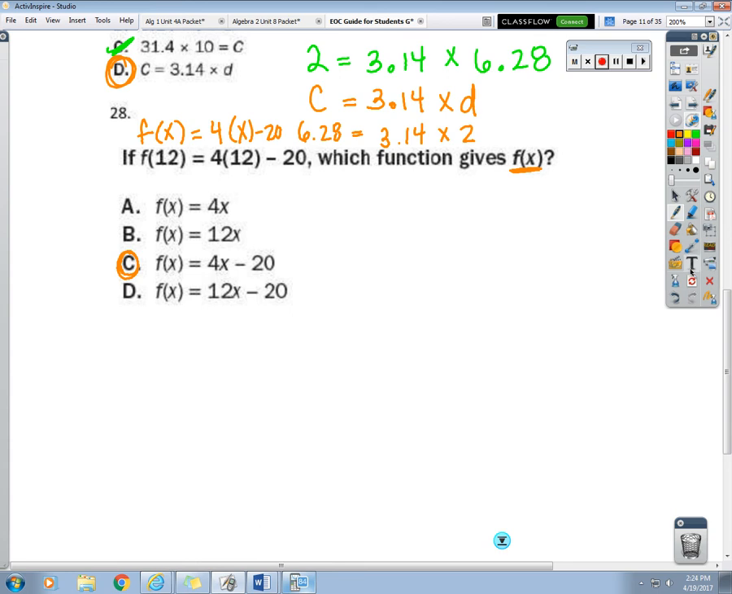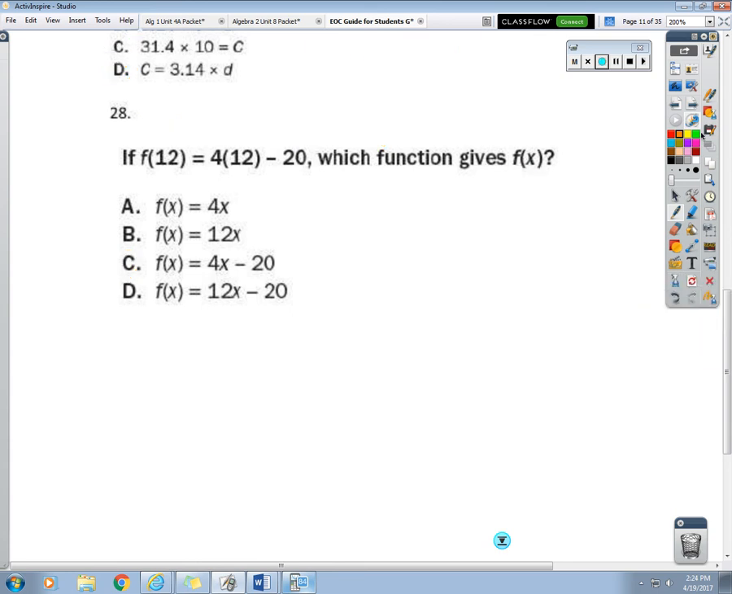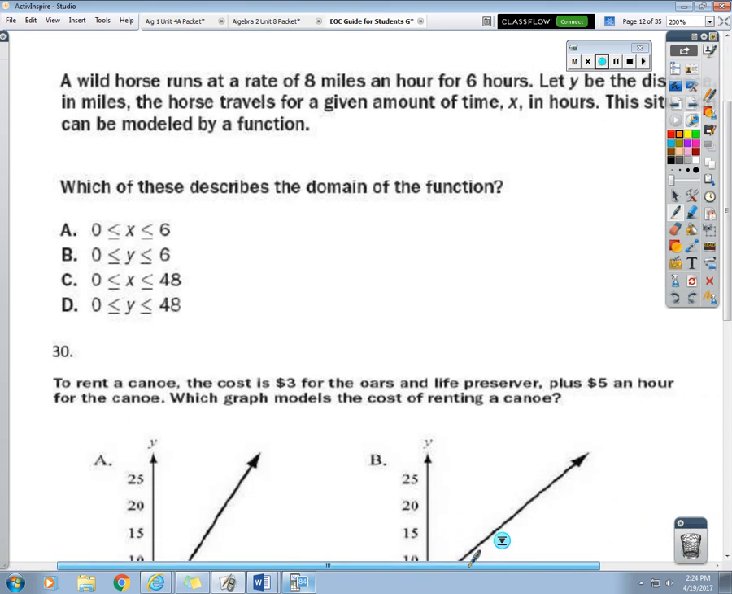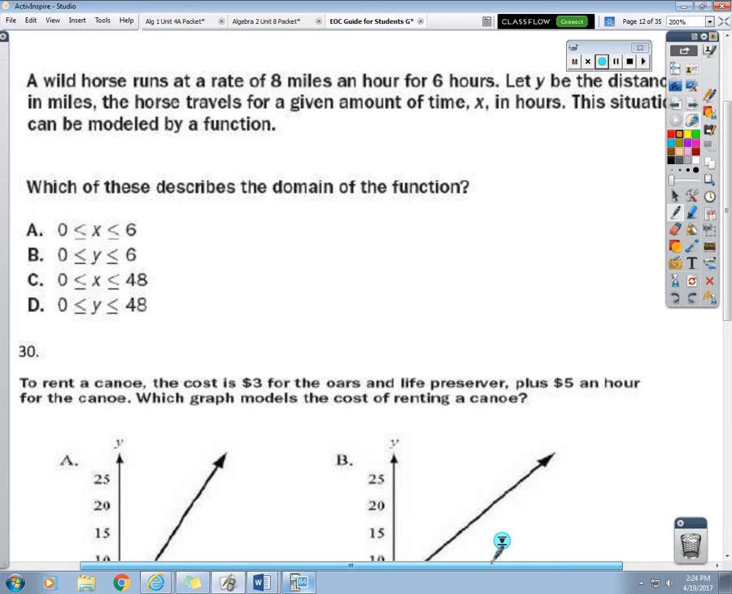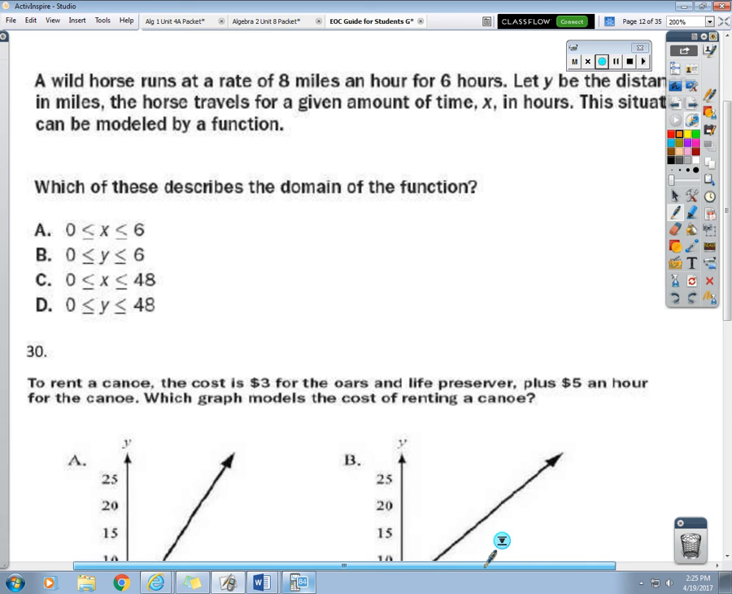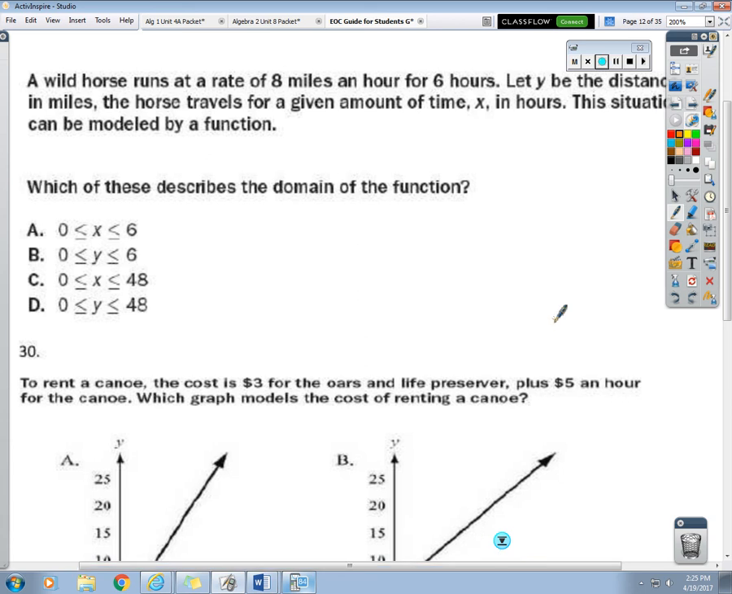Okay, next page. A wild horse runs at a rate of 8 miles an hour for 6 hours. Let y be the distance in miles the horse travels for a given amount of time, x, in hours. This situation can be modeled by a function. Which of these describes the domain, keyword domain, of the function?